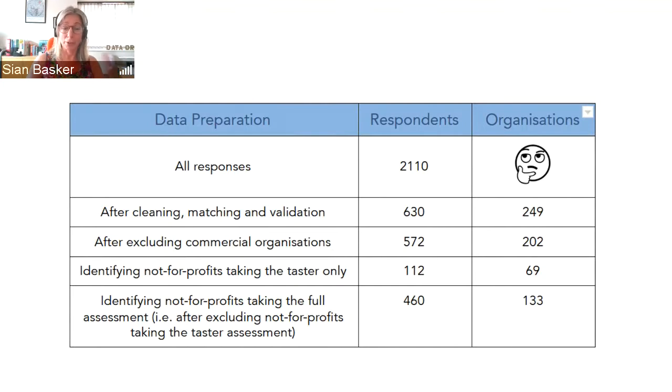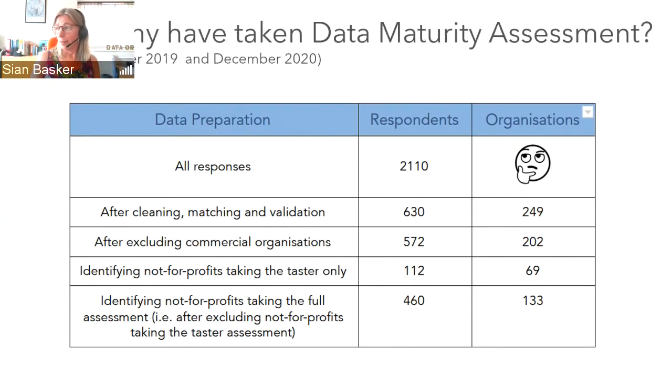Of course, anyone who completed it with a personal email address, we couldn't validate that they were a genuine non-profit organisation. And then we had to exclude the commercial organisations, and there's a taster and a full assessment. So anyway, there are 249 validated organisations in our research, but mostly we focus on the 133 who have completed the full assessment.